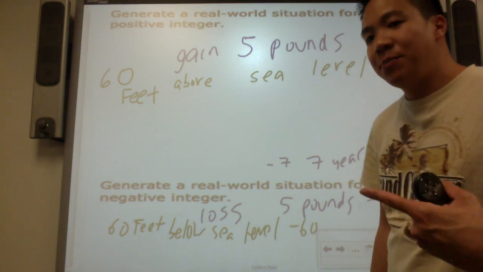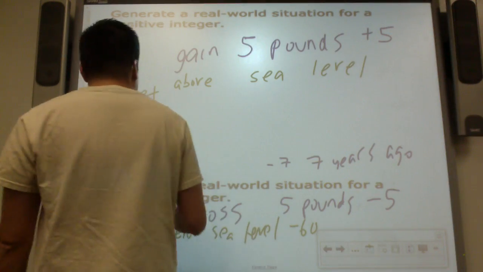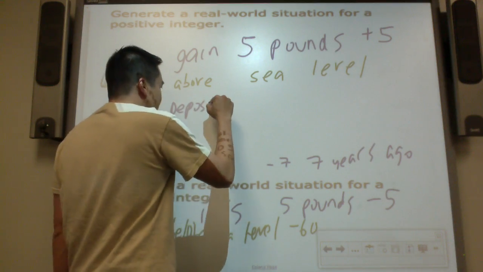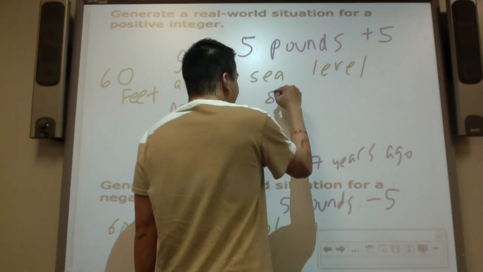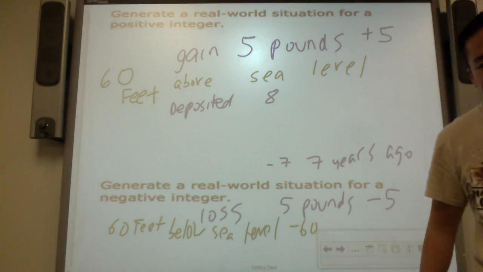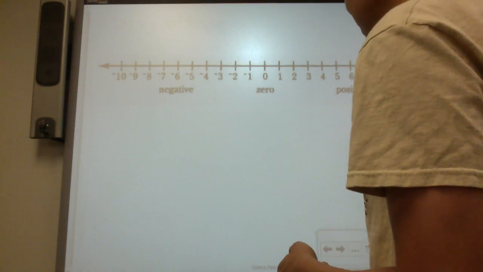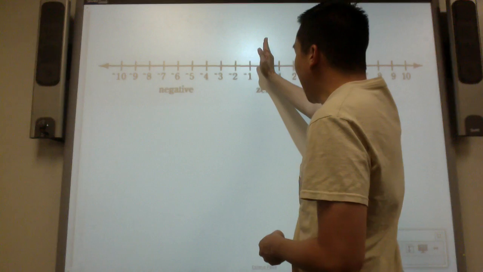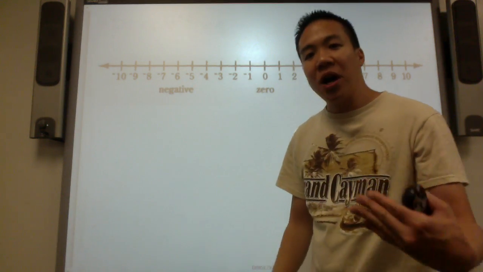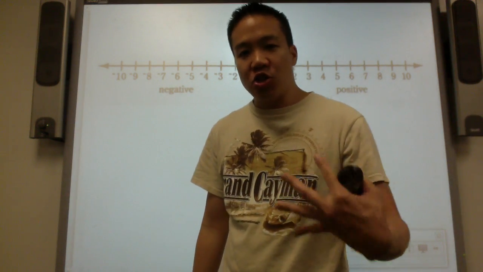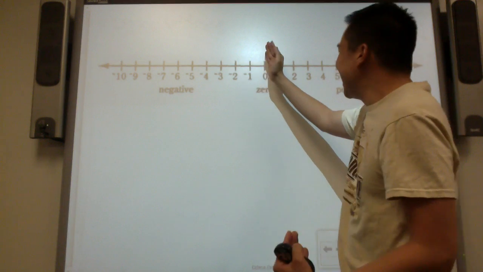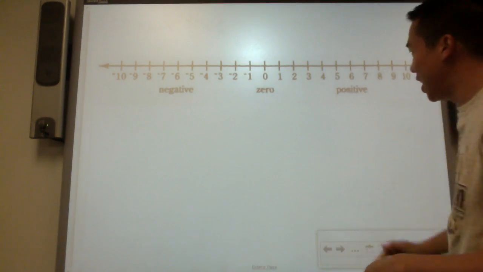What about deposit? I deposited $8 into my checking account. So I have my balance and I deposited. The word deposit, if you go into a bank, is a transaction where you put money into your bank account. So it would be positive 8.